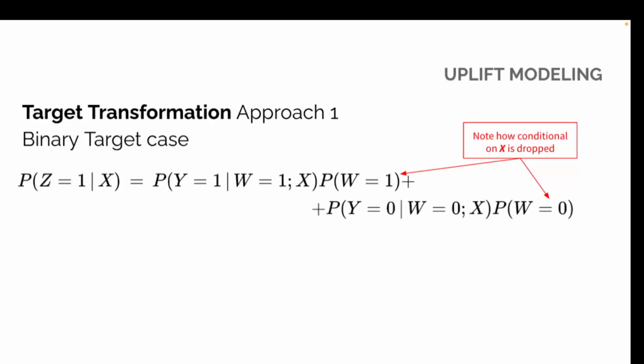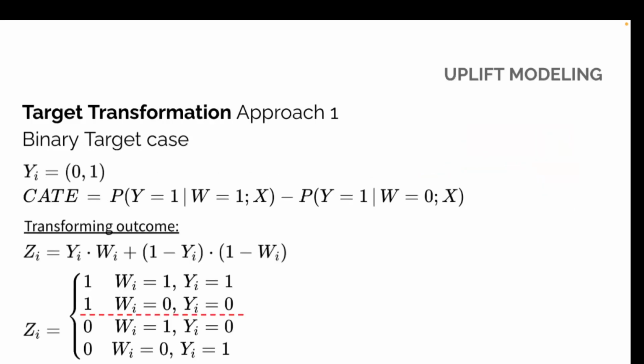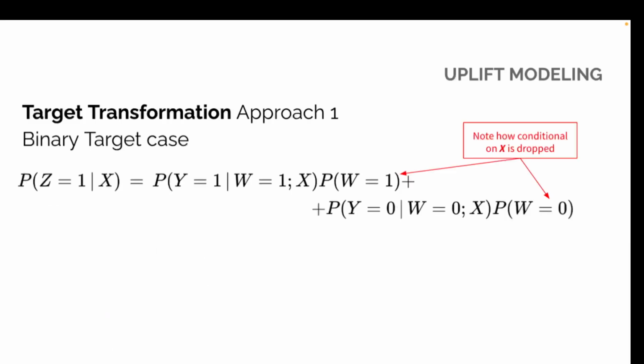And when Z is 1, we have 2 cases only. So when W and Y are both 1, or W and Y are both 0. That's when Z is equal to 1. Therefore, that probability of Z being 1 given X is the sum of these 2 terms. It's just a simple formula which takes into account this formula for the joint probability. So it's nothing special here.